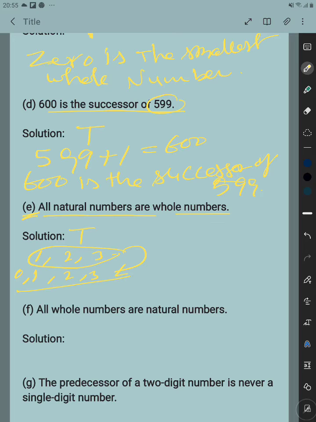Now, all whole numbers are natural numbers. This is false. Why is it false? Because 0, which is a whole number, is not a natural number. So we'll write 0 is a whole number but not a natural number. I think you got the point.